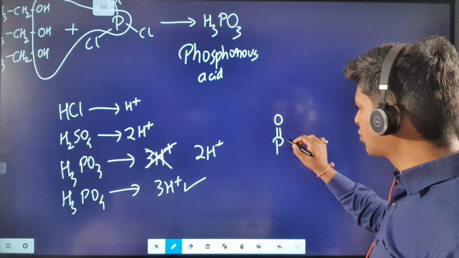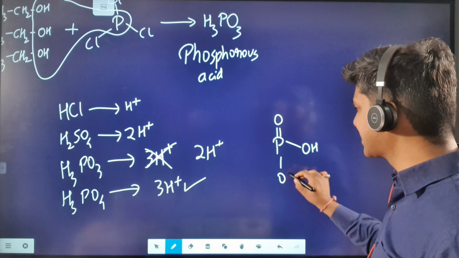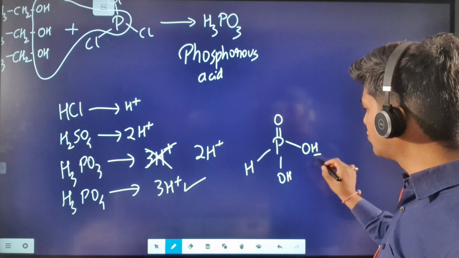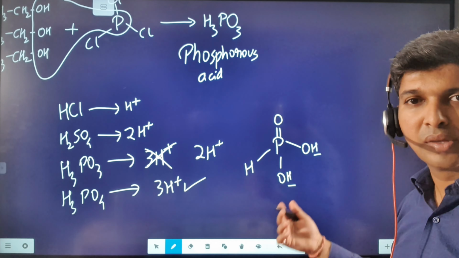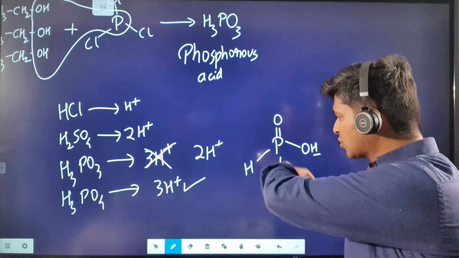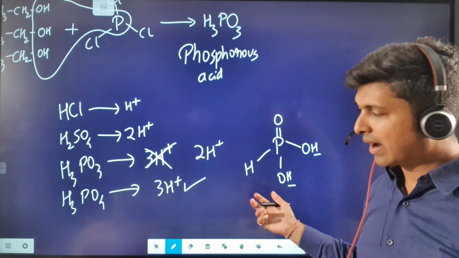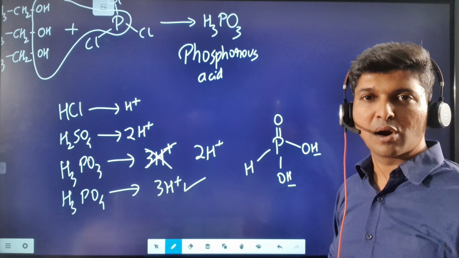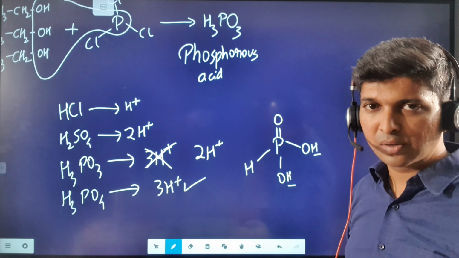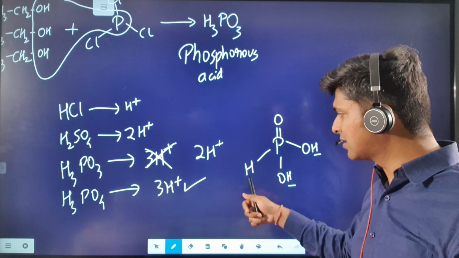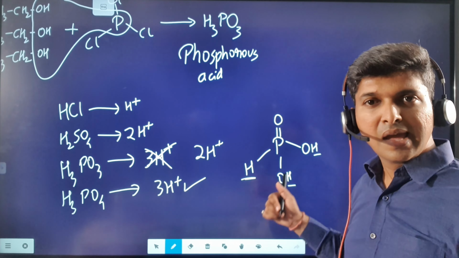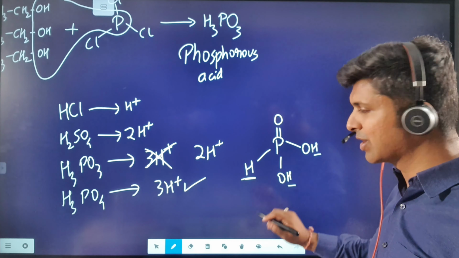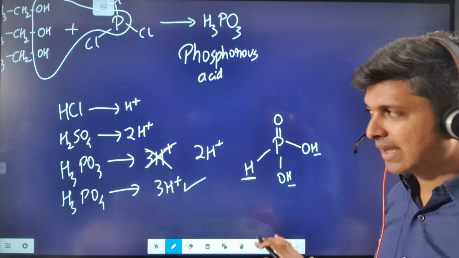This is the structure of phosphorus acid. You can check over here that these 2 hydrogens are connected to oxygen, so they get polarized. Oxygen will pull electrons from the hydrogens and polarize them, kick them out, and give away 2 H plus ions. But this hydrogen cannot be donated because it is not attached to oxygen, so it will not get polarized. That's the reason why this hydrogen cannot be donated. Hence, this phosphorus acid, H3PO3, is a dibasic acid.